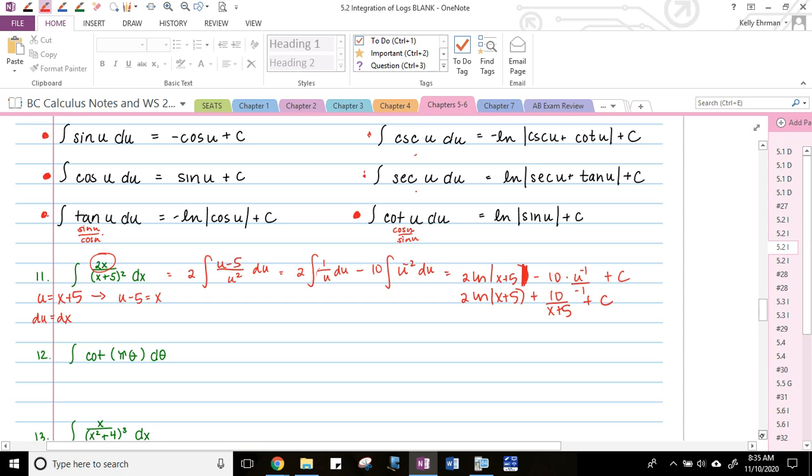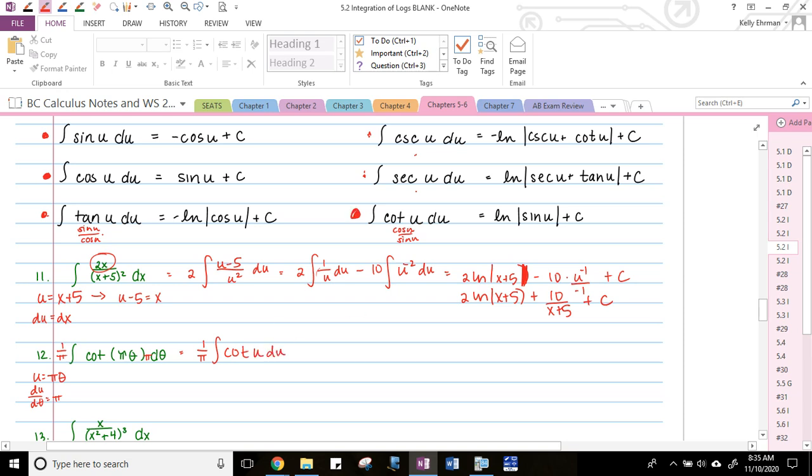All right, what about cotangent? So cotangent of pi theta. Let's let u equal pi theta. du d theta would just be equal to pi. We don't have a pi out here. We need a pi d theta, so we multiply by 1 over pi. So we have 1 over pi times the integral of cotangent of u du.